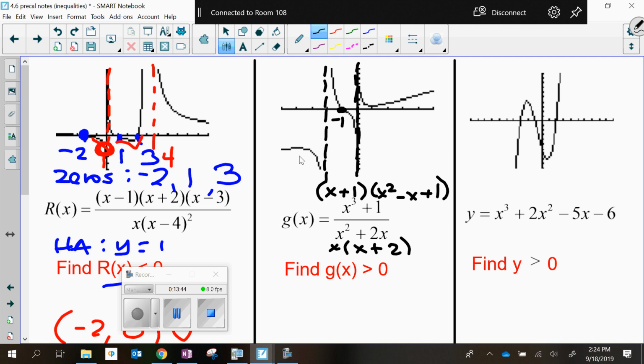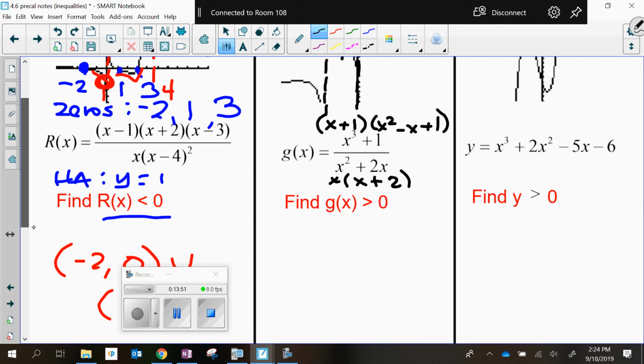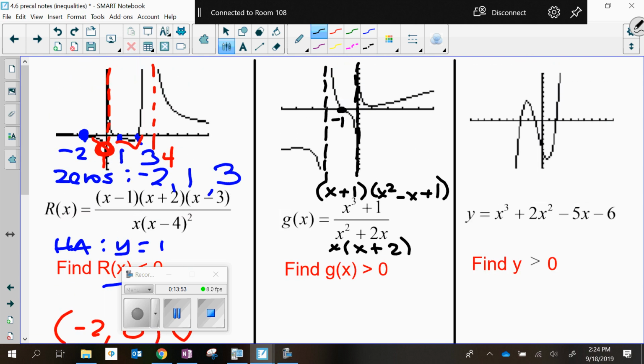Canceled values. That's right. Okay. There aren't any of those. All right. So what's the first thing we're looking for? g of x is greater than 0, above the x-axis.